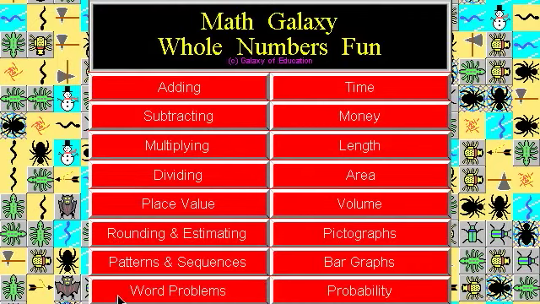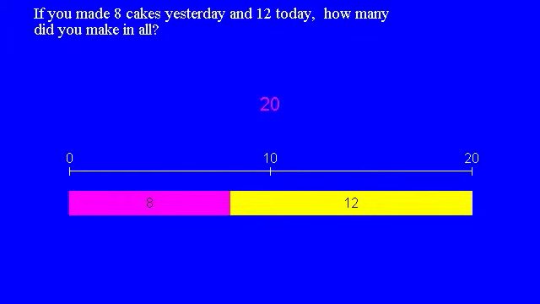And in this video, we'll be doing whole number word problems. In one-step word problems, the choices are add, subtract, multiply, or divide. Addition and subtraction are the easiest. And in addition and subtraction, there's just one name that goes with the numbers. So in this case, it's cakes. For example, if you made 8 cakes yesterday and 12 today, how many did you make in all? 8 yesterday, 12 today, so that's 20 in all.